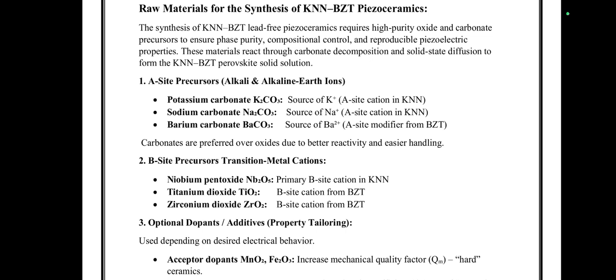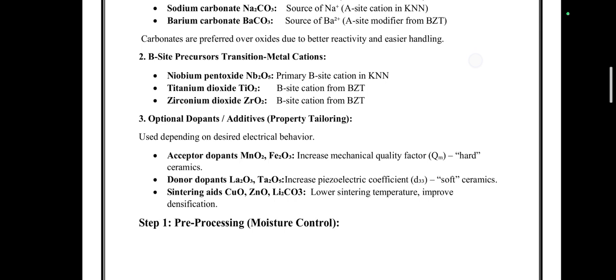If we talk about a second type of raw materials that are required for the synthesis of KNN-BCT piezoceramic, they are niobium pentoxide, titanium dioxide, zirconium dioxide, and other optional additives are also needed for property tailoring, used depending on desired electrical behavior, such as manganese oxide and iron oxide, which increase mechanical quality factor and are for hard ceramics; lanthanum oxide and tantalum pentoxide, which increase piezoelectric coefficient and are used for soft ceramics; and sintering aids, cuprous oxide, zinc oxide, and lithium carbonate, which lower sintering temperature and improve densification.